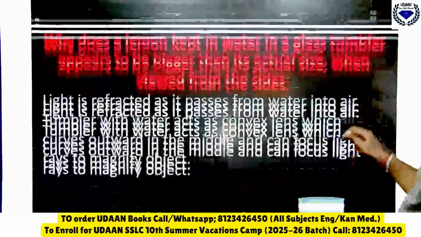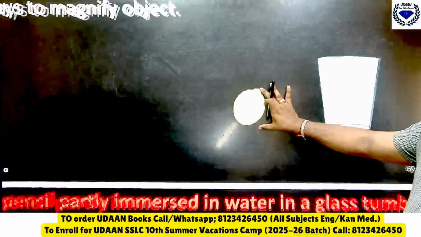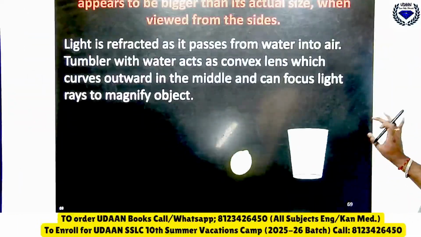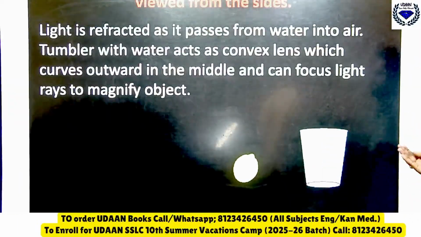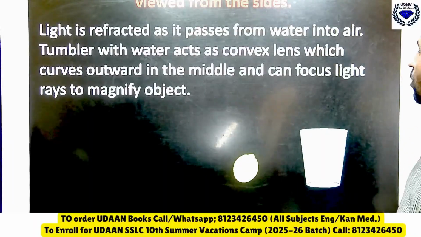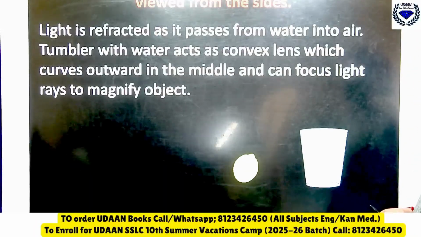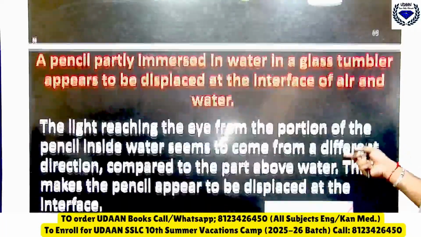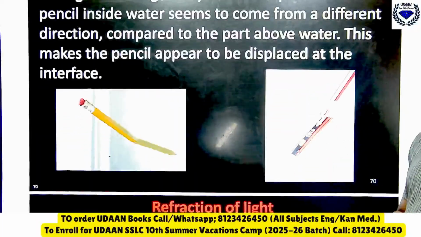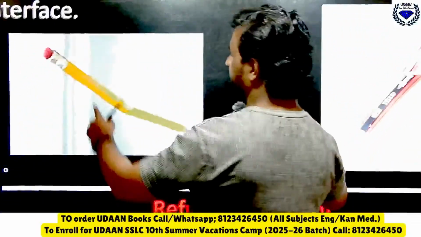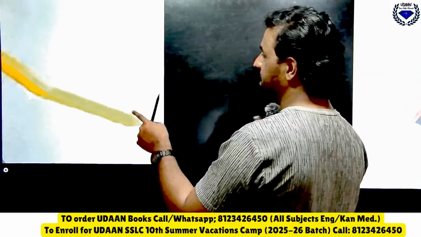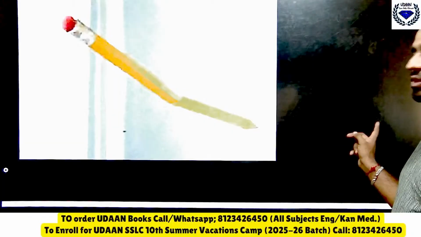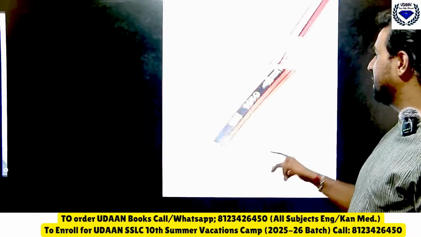Tell me, so far you can just see here, this is a ball, if you put it in water the ball looks bigger, because see, light is refracted and it passes from water into air. A tumbler with water acts as a convex lens which curves outward in the middle and can focus light rays to magnify the object. Okay, similarly, look at the pencil, if you put it in water it appears bent. You can just see here, when you put a pencil in water, it appears to be what? Bending. So this is also what? Refraction of light, that is bending of light.